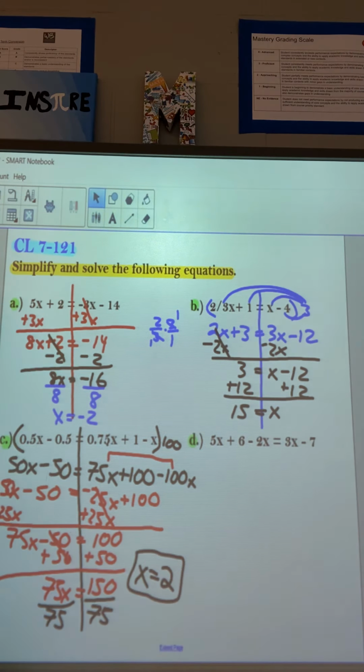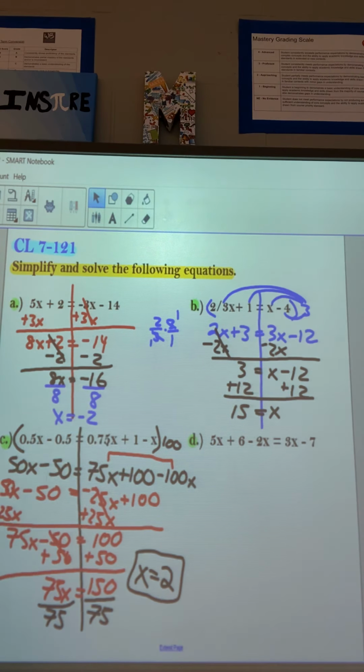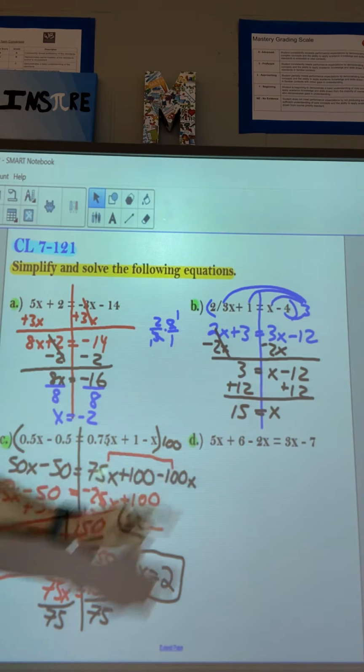Now, if you don't want to do this part, multiply by 100, just use the decimals and you can do it that way. I personally would probably do it without doing the 100, so I don't have an extra step, but I'm okay with decimals. If you're okay with decimals, then do it without that step. Okay, let's do the last one.